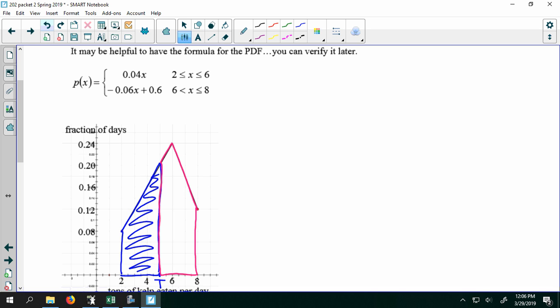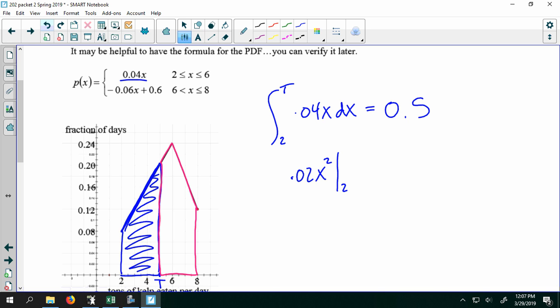So the way you represent the blue area is the integral from 2 to t. And the line that I'm under here has a formula 0.04x. And I want that area to be 0.5. So I have to figure out what value of t will make that true. So the antiderivative of 0.04x is 0.02x squared, evaluated from 2 to t. I need that to be 0.5.